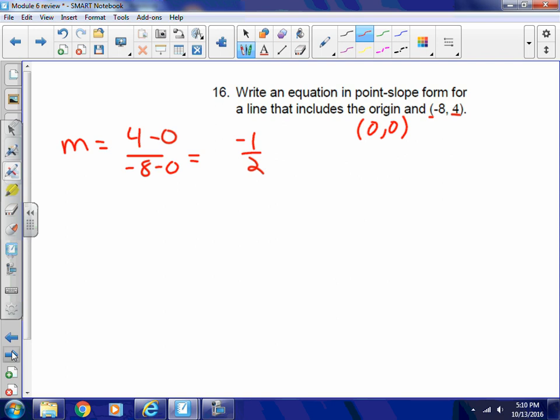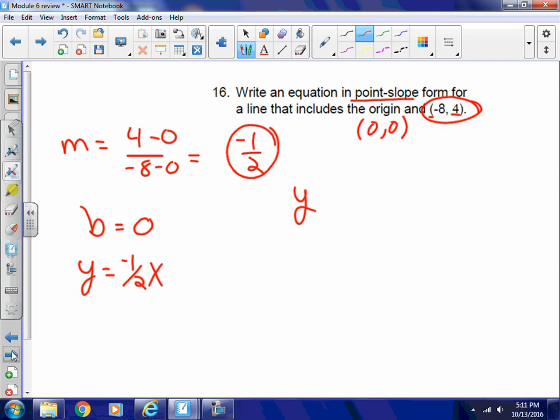And now we'll write the equation. We do know our slope. We also know our y-intercept is 0. So the equation in slope-intercept form is y equals negative 1/2 x. But now I just noticed they don't want slope-intercept form. They want point slope. So y, let's use this point here. Y minus 4 equals our slope of negative 1/2 times x minus a negative 8, which is x plus 8. That's it.